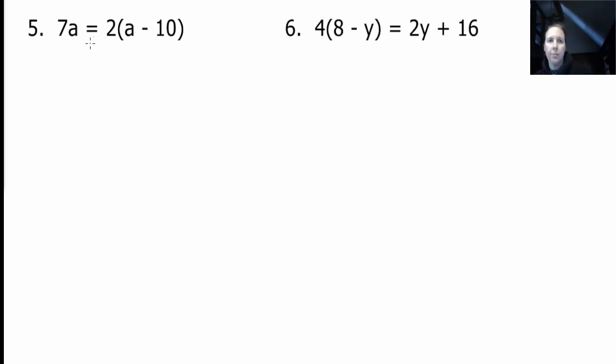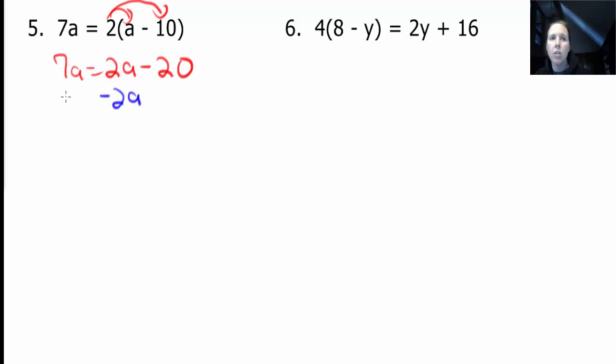Okay. So everyone's favorite, you have to distribute first. It's like you have to combine like terms or distribute first before you do anything. So this is becoming 2a minus 20. Now we need to combine. Well, we need to get our 7a and our 2a together. So subtract 2a.